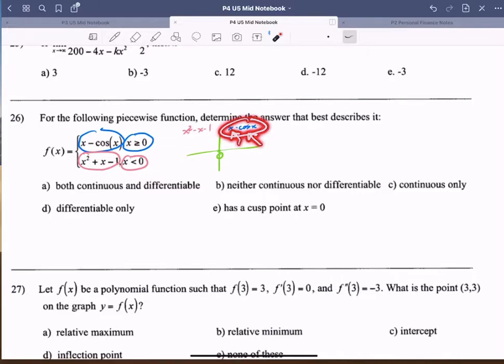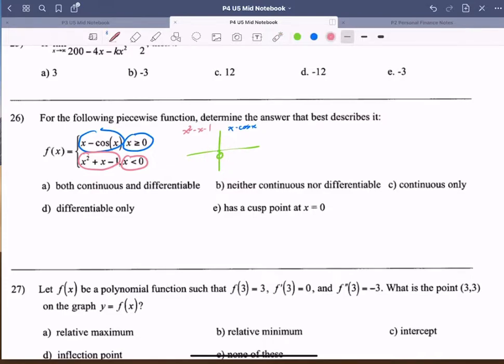So x looks like this. It's just this line right here. Then you have cosine, and it says negative cosine, so it's flipped, so it goes like this. Both cosine x and x are continuous everywhere, and they're differentiable everywhere. There's no sharp points or turns. So this rule is going to be differentiable and continuous everywhere also. So what really matters is what's happening at 0.